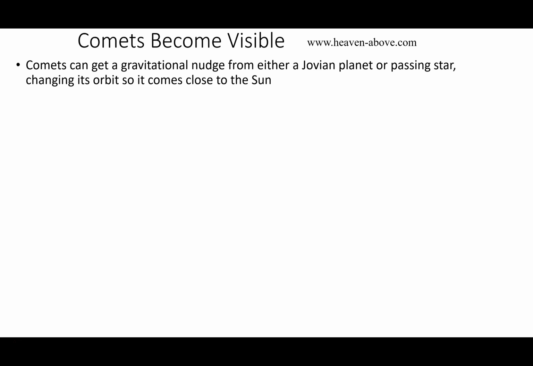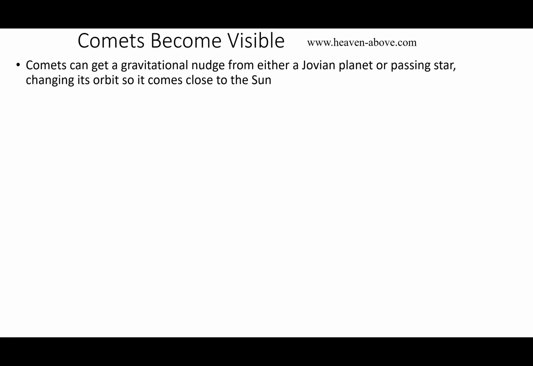Comets. The only reason a comet looks visible, well, not the only, if you had a really good telescope, the only way you could see a comet out there in the Kuiper Belt would be the same way you see an asteroid, which is light from the sun reflected off of it.